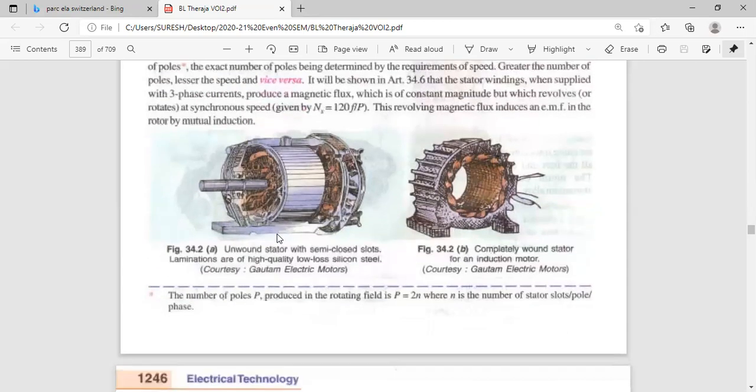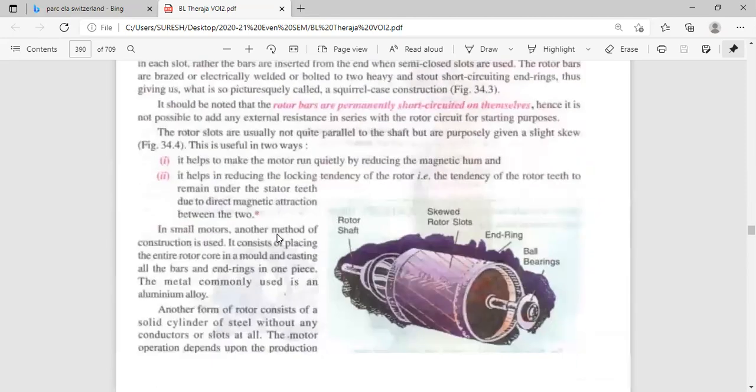Okay, see here, we are having three windings. Primary winding is connected to the three-phase supply of the induction motor. Secondary winding is the rotor of the three-phase induction motor.